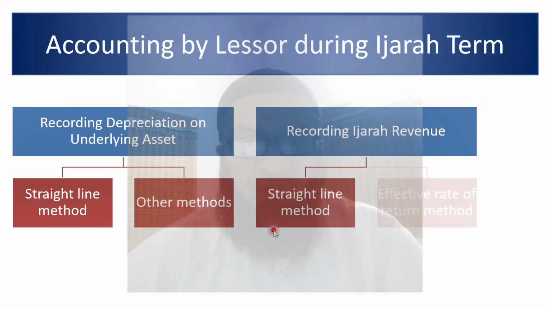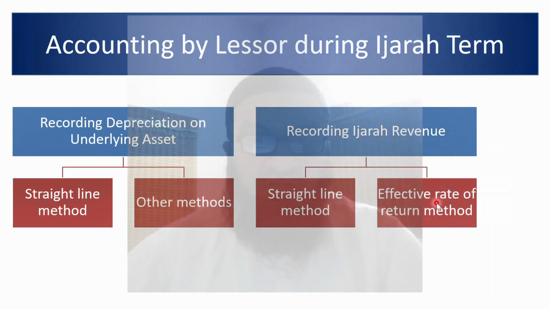If you recall, there can be a straight line method and there can be an effective rate of return method. So we shall demonstrate both, right? Although for depreciation purposes, demonstrating the straight line method is sufficient, because depreciation is not something specific to Ijara. It is a general accounting thing.